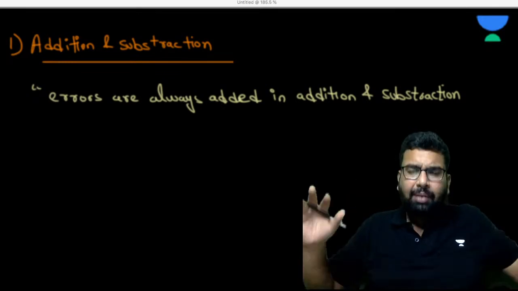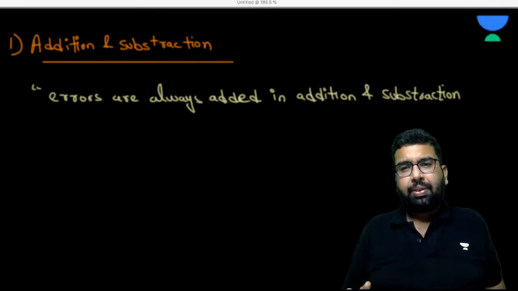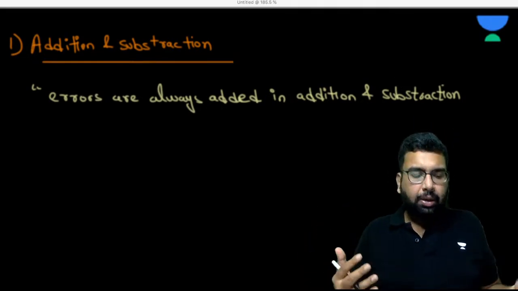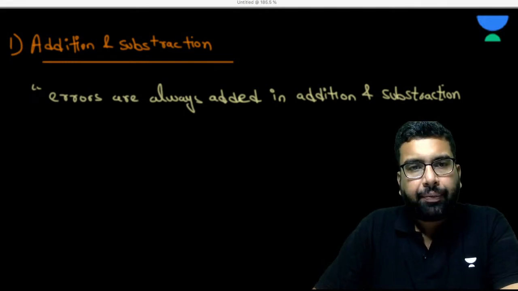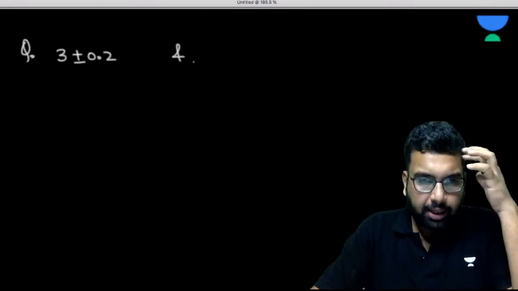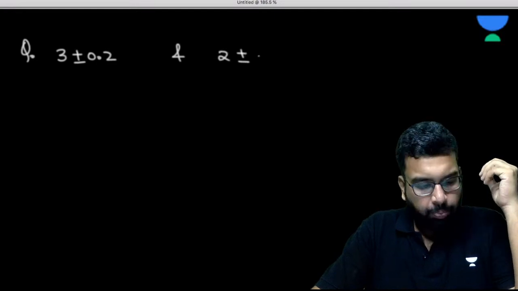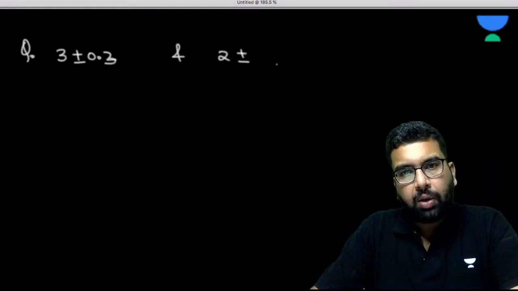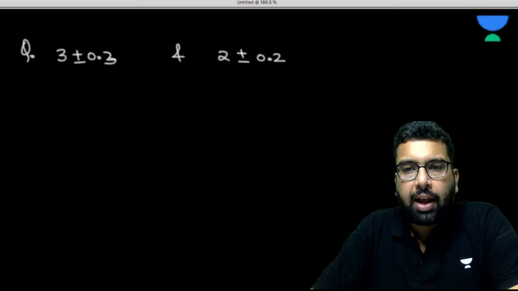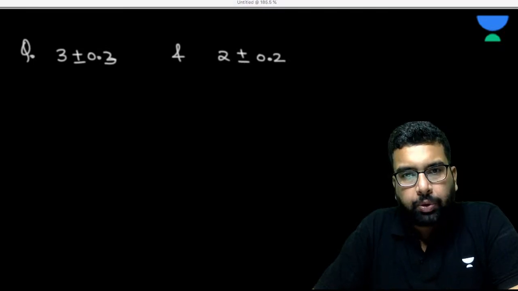Errors are always added in addition and subtraction. Remember this statement. I can prove this in 100 ways. I can take 100 examples and prove it to you. So let's take a few examples and try to figure it out. Let's say we have two quantities. Let's try to understand with the help of an example. Suppose we have 3 plus minus 0.3 and we have 2 plus minus 0.2.